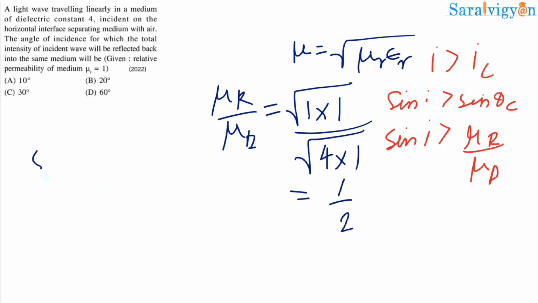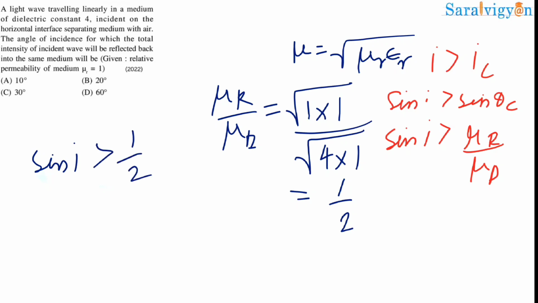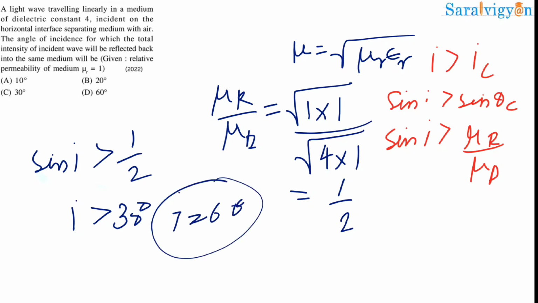Now we can write sin i greater than 1 by 2. For sin i to be greater than 1 by 2, i should be greater than 30 degrees. So that means i should be 60 degrees. According to the options anyway, i should be 60 degrees. That is our option D.